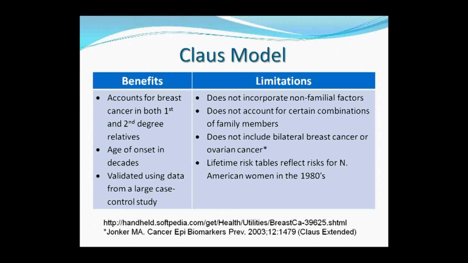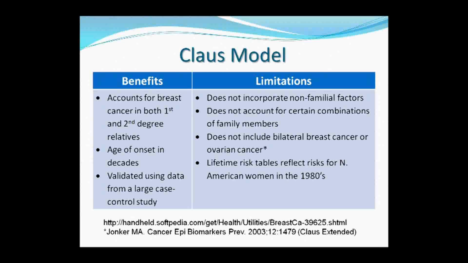The Claus model was one of the earliest genetic models, even appearing before we had identified BRCA1 and 2. It does provide some opportunity for empiric risk estimates, but has some limitations as well, as you can see here.